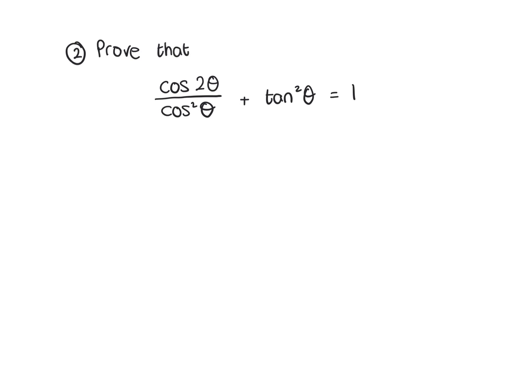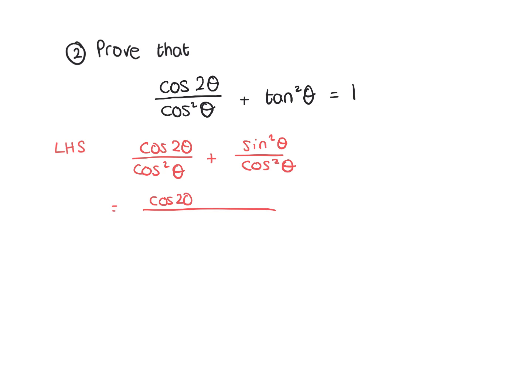Okay then, so let's have a look at what we know. So my first thought here, if I see this, obviously I'm going to start with the left hand side. There's not much I can do with the right hand side. So looking at the left hand side of this equation, the first thing I've spotted is that tan is equal to sine over cos. So tan squared must be sine squared over cos squared. And I'm thinking that's pretty good, because then I've got the same denominator in each fraction. And what I could then write is cos 2 theta plus sine squared theta over cos squared theta is that left hand side.